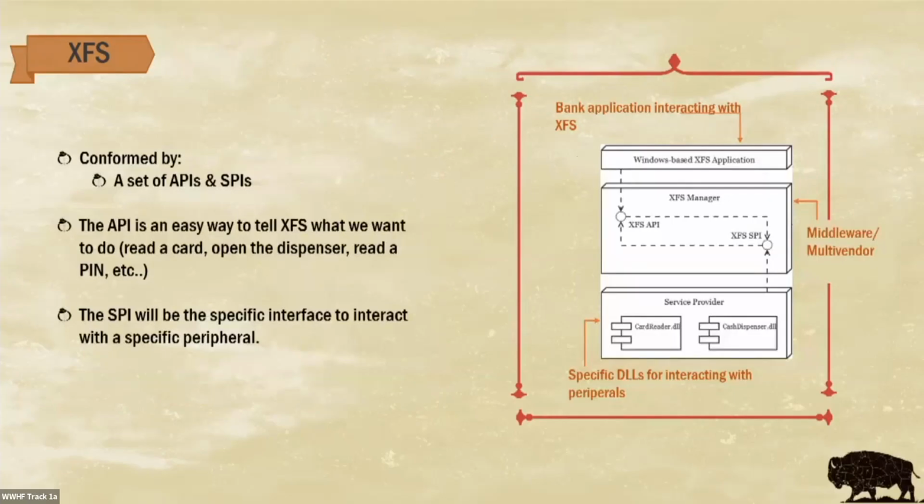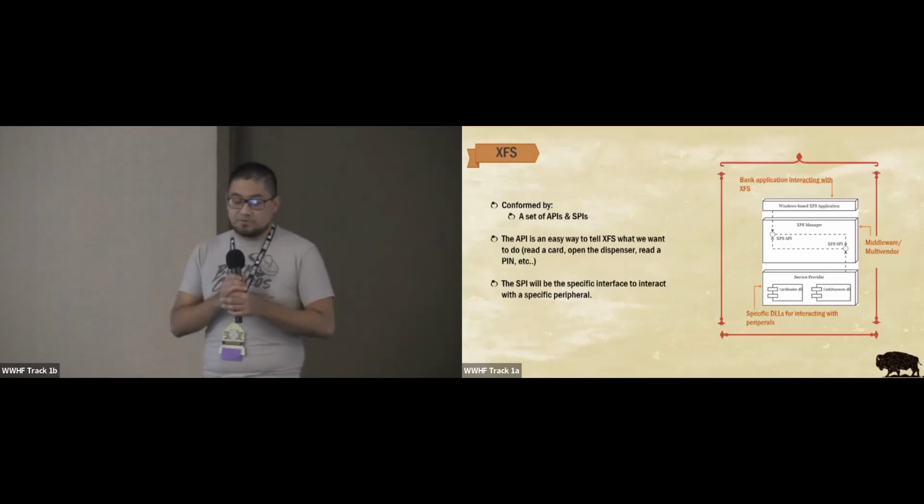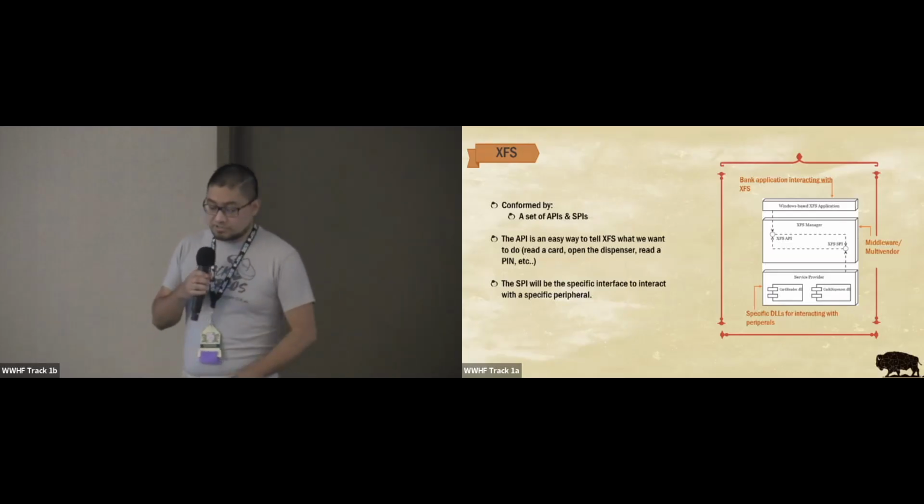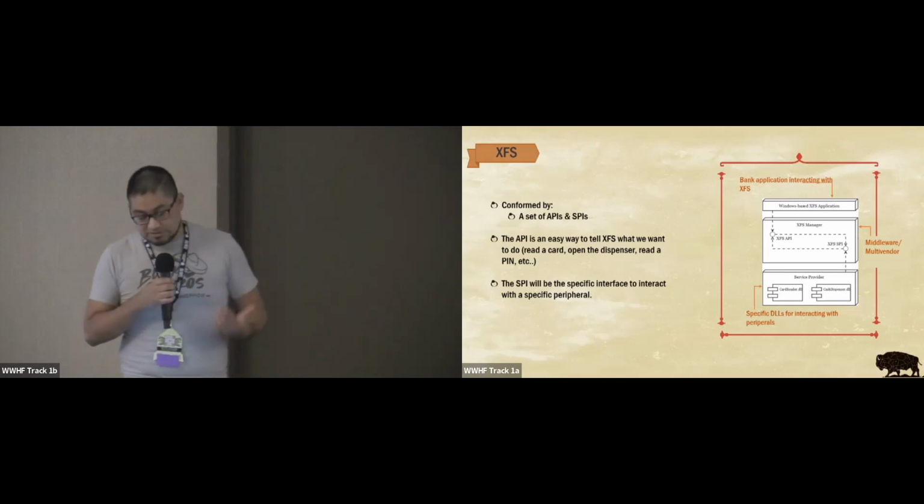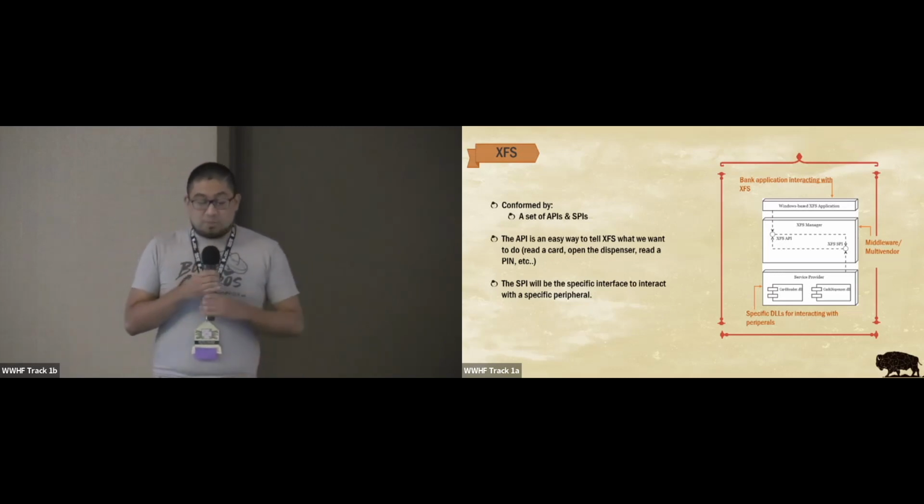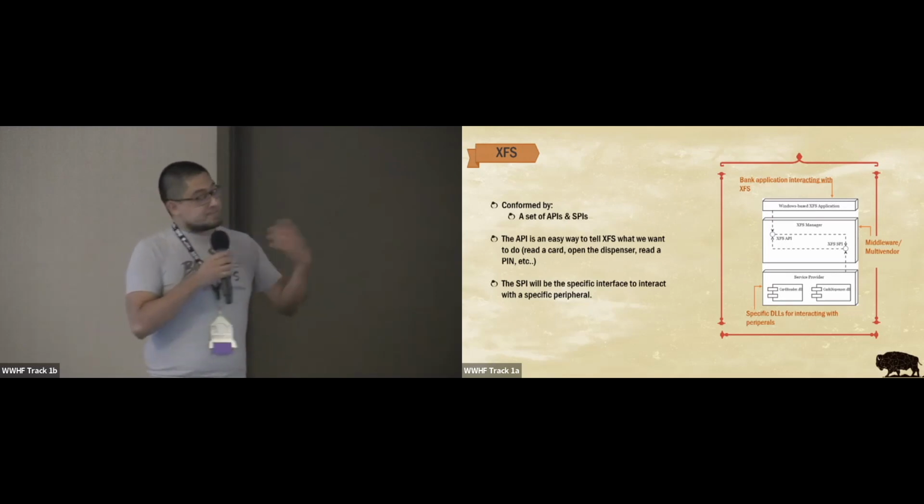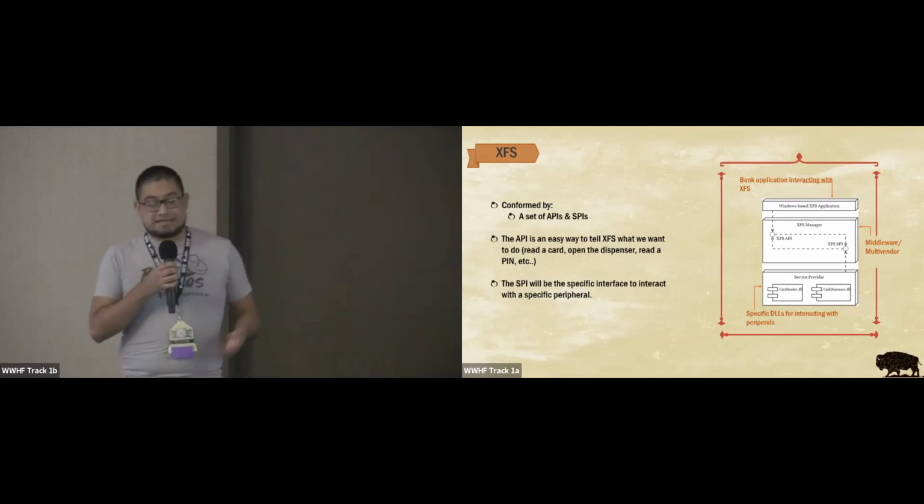And the third one, obviously, is about XFS. When they talk to XFS, they can dispense money. We have seen many malwares that can talk XFS and dispense money. For example, we have Bluetooth, one of the most popular, most famous malwares. But what is XFS? XFS is made up of APIs and SPIs.